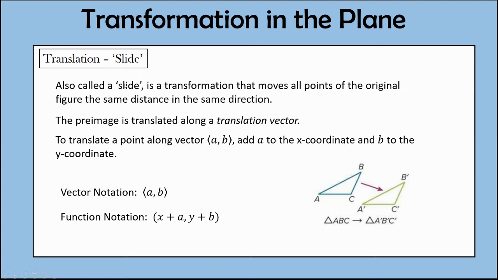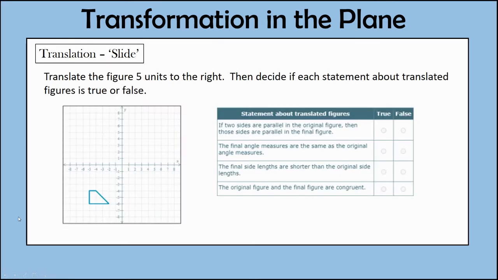So a translation is going to look something like this. We start with our pre-image, which is this triangle ABC. We're going to slide it. It looks like we're going over and down. Each coordinate's moved over and down. And then this new triangle, which we will label as A prime, B prime, C prime, is our image. This is the one that we've created from the pre-image. And notice that triangle ABC has become triangle A prime, B prime, C prime. And these two triangles are going to be congruent.